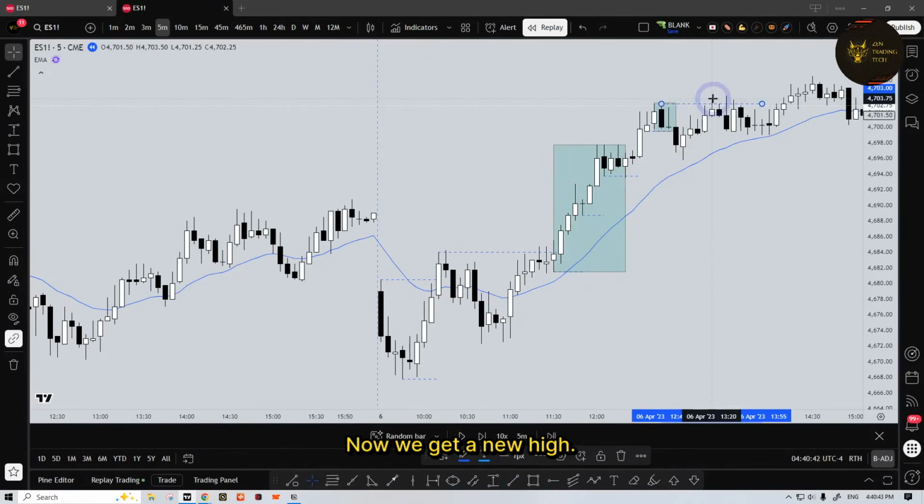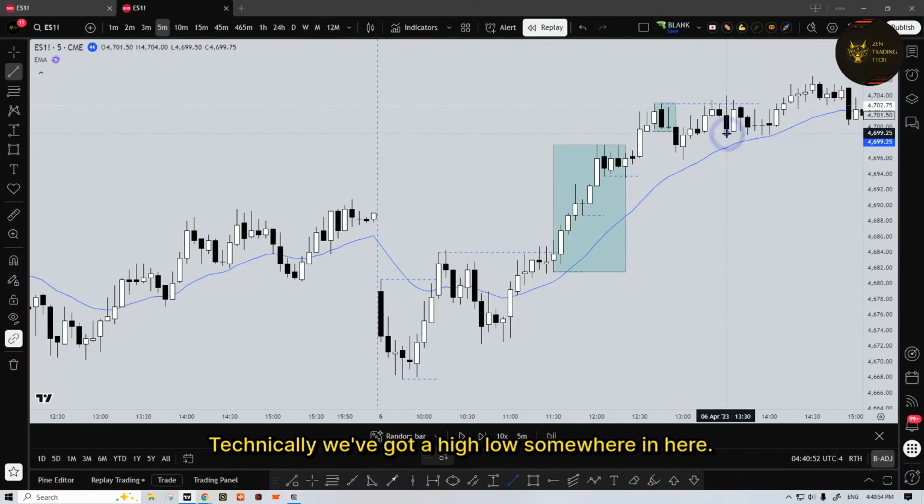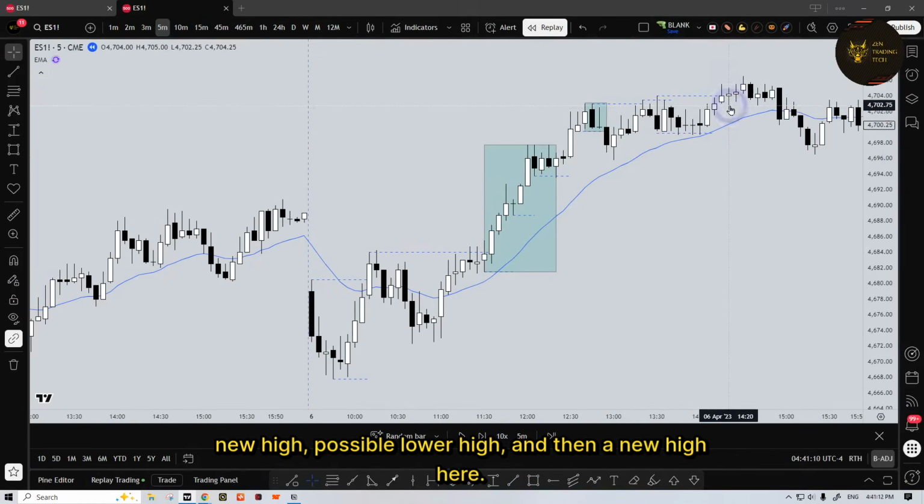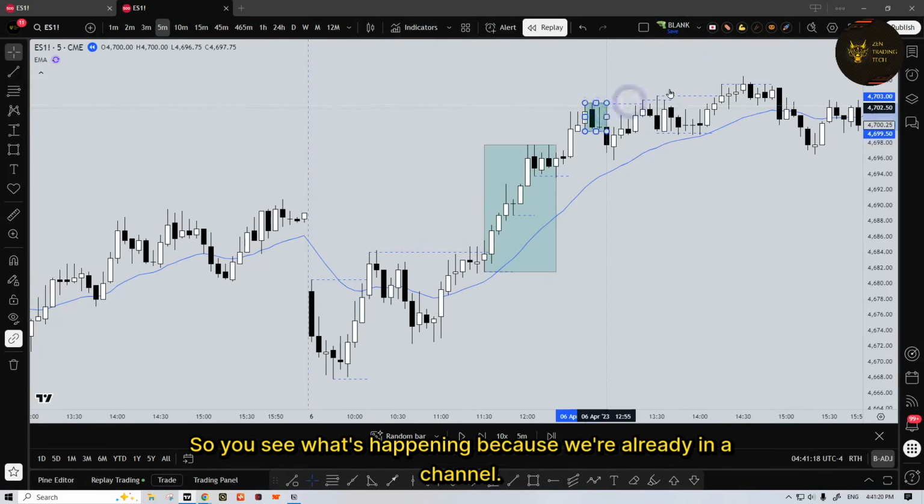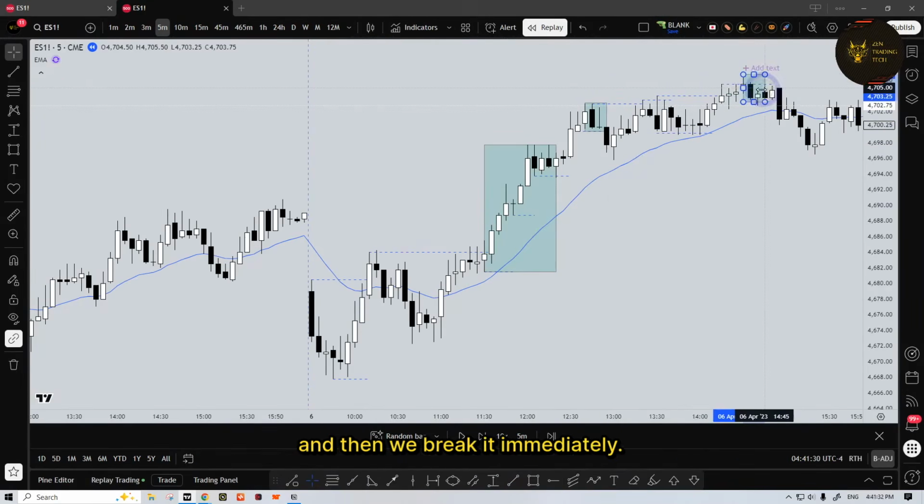Now we get a new high, higher high. Technically, we've got a higher low somewhere in here. New high, possible lower high, and then a new high here. So you see what's happening because we're already in a channel, and then we break it immediately. So in this second example, we've got an expanding triangle. Traders are trying to work out, is it a higher high, higher low, higher high? Is it bullish or is it bearish? And in that example, we broke to the downside and the upside.